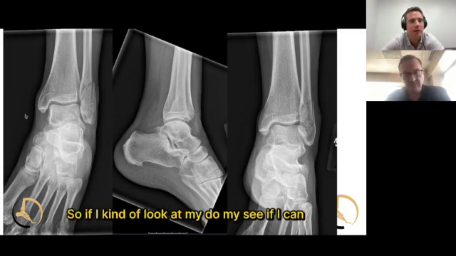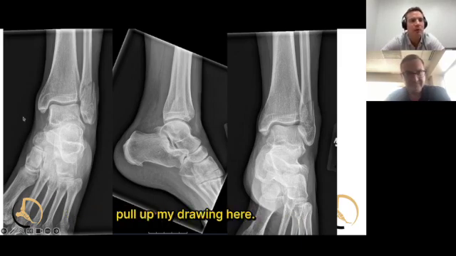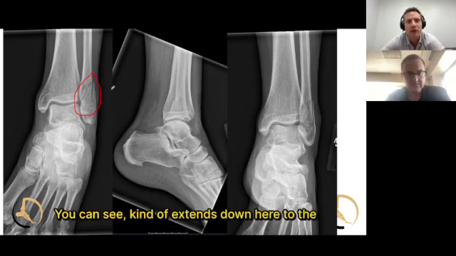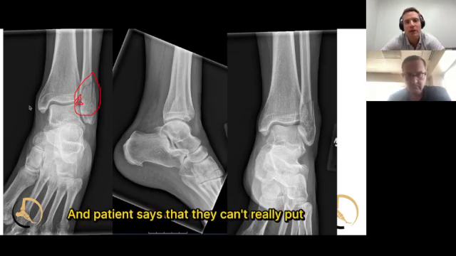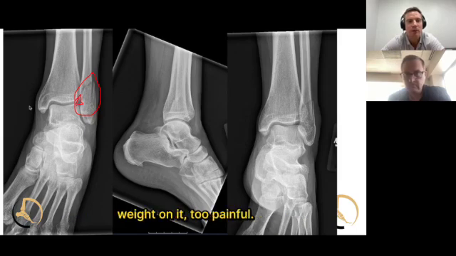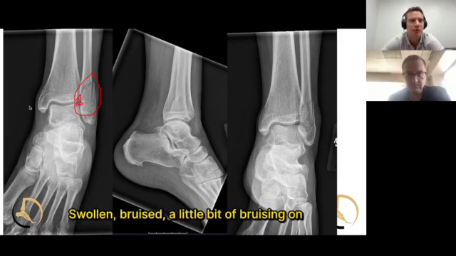So if I see if I can pull up my drawing here. Here's the break, here's the fracture. You can see it extends down here to the level of the joint, so we'll call that a Weber B. And the patient says that they can't really put weight on it, too painful. Swollen, bruised, a little bit of bruising on the medial side.